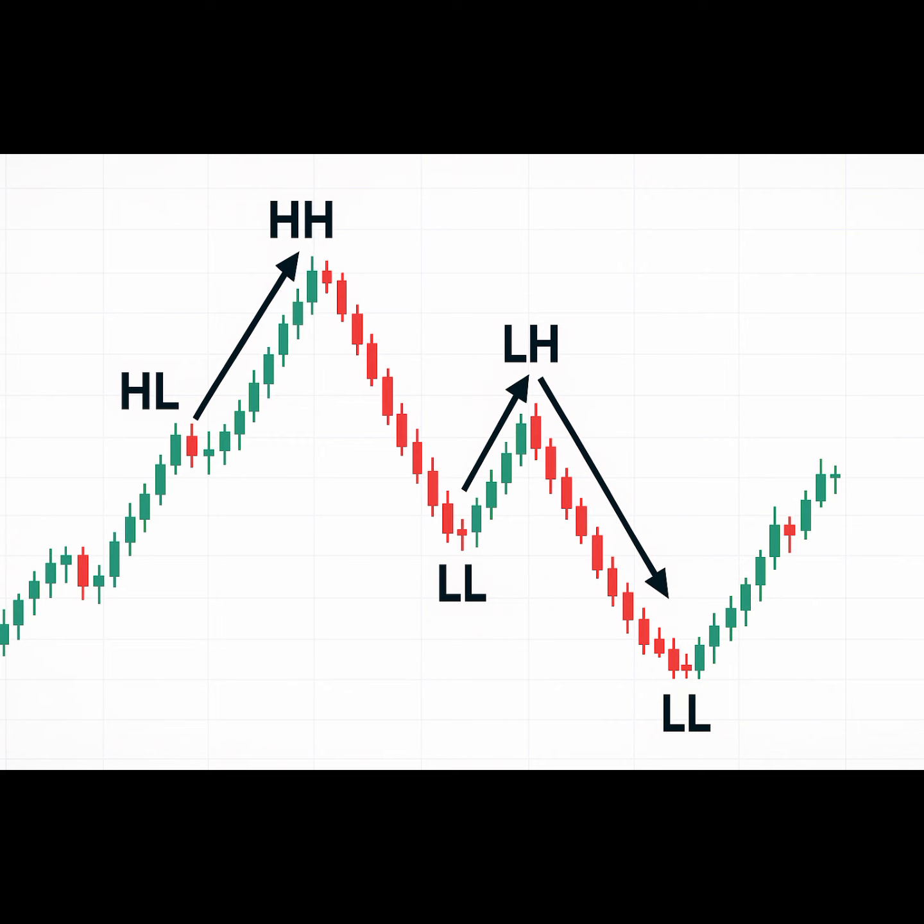On the flip side, for a bearish market, lower highs, LH, are when the price forms a high below the previous high. Lower lows, LL, happen when the price drops lower than the previous low. When the market creates these lower highs and lower lows, it's a clear indication that sellers have taken control.